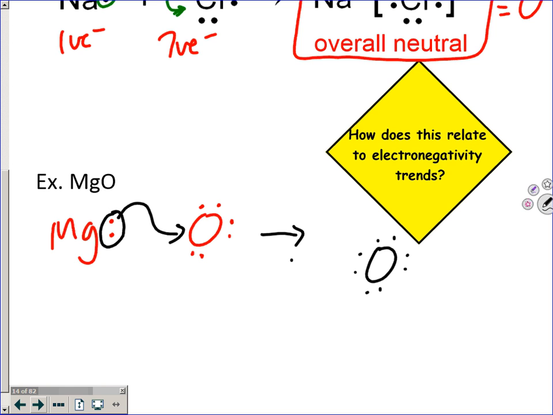And magnesium lost 2, so it has a +2 charge. What else do I need here? Good. Okay, so we have a +2 or -2. Overall, this is electrically neutral, because collectively it's neutral. We've shown the transfer of electrons so that we can see it's ionic. All right, who's good to move on?